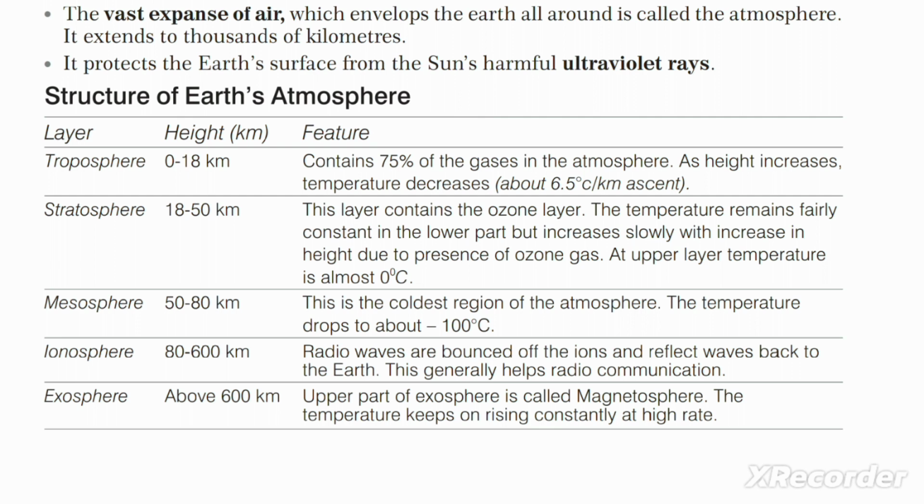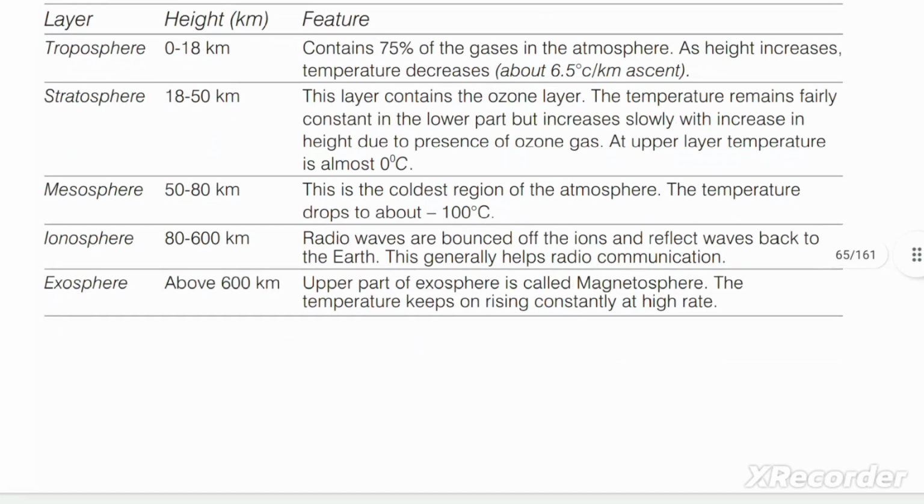Exosphere, above 600 km. Upper part of exosphere is called magnetosphere. The temperature keeps on rising constantly at high rate.